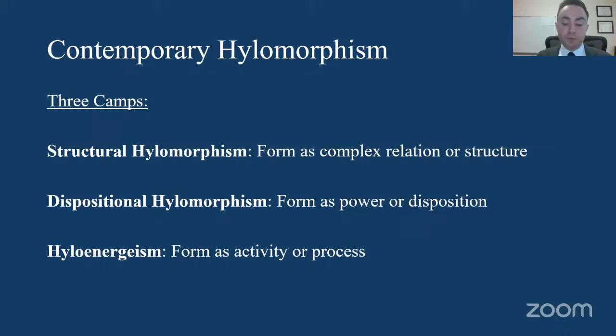Others endorse a version according to which the form of a material object is a certain kind of power or disposition continuously activated in the object or in its material parts. Let's call this approach dispositional hylomorphism. In my own work, I have argued against structural and dispositional varieties of hylomorphism in favor of a third approach that I call Hyloenergeism, according to which the form of a material object is best understood as a certain kind of activity or process in which the object or its parts are continuously engaged.